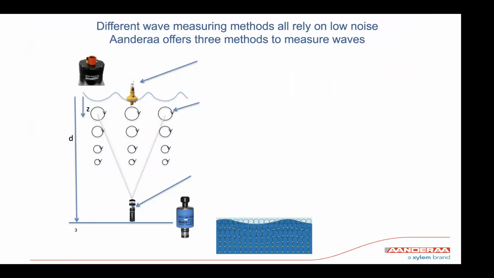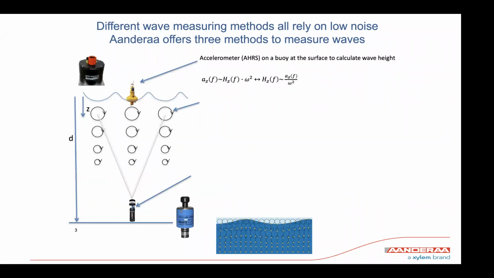So at Aanderaa, we offer 3 ways to measure waves. The first one is from buoys. It's an accelerometer-based method, and here you need to translate the movements that the sensor is measuring into wave information. And here you see the functions that we use to do that.